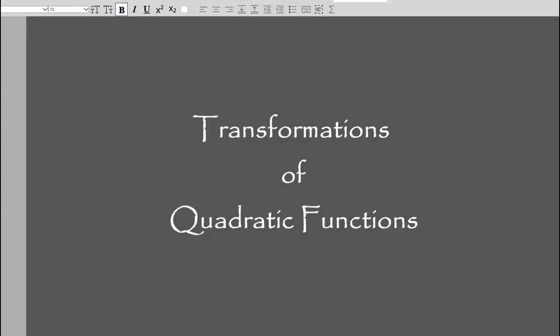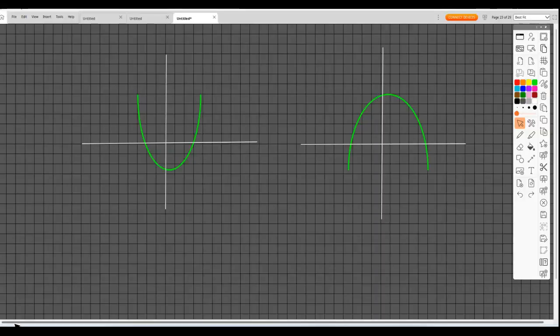Transformations of quadratic functions. Like linear functions, quadratic functions can have different positions on the graph. They can move along the x-axis, they can move up and down the y-axis, they can have a different shape altogether. They can get narrower or wider. It doesn't matter the shape of the quadratic function. Each of them can move along the x-axis, up and down the y-axis, or change their shape depending on their values.